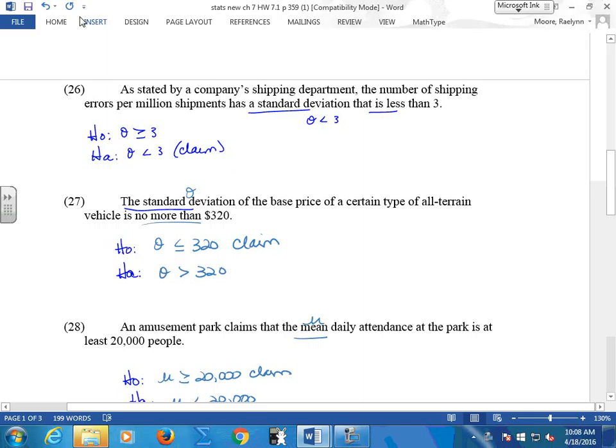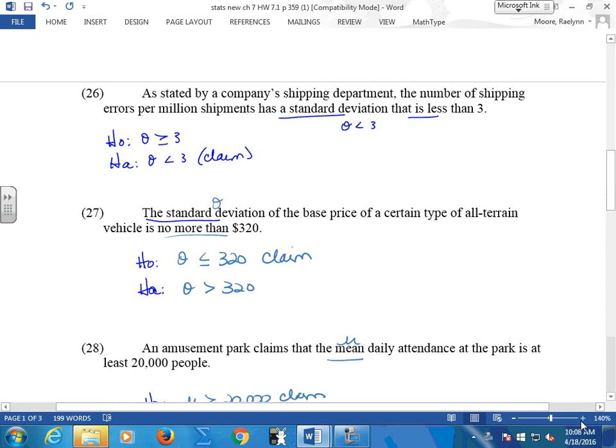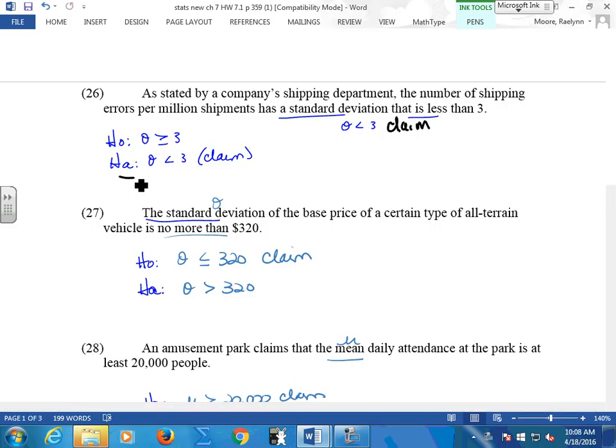Start with your claim. Make it a little bit bigger. This is my claim. Whatever this thing says, write it down. Now, if it has no equal sign, it's an HA. If it doesn't have an equal sign, then we consider this an alternate hypothesis. Anything with an equal sign, whether it's the one you complement or the original one, is a null. That's your H0.